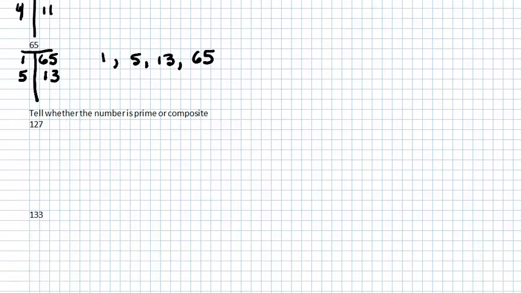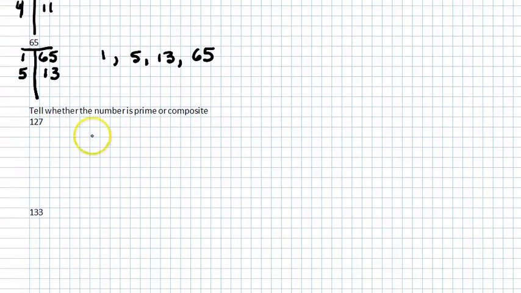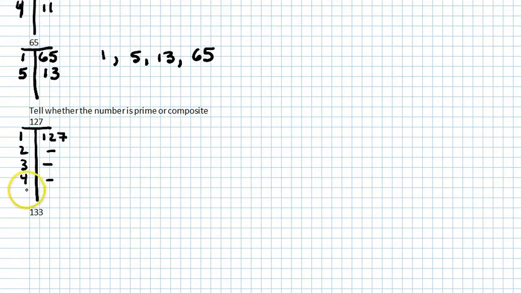Here's the number 127. Tell whether the number is prime or composite. All right, well, let's make a factor T. 1 works, and 127 works. 2 won't work. 1 and 2 is 3. Well, 3 and 7 is 10, so 3 won't work. 4 won't work because 2 didn't work. 5 won't work because it doesn't end in a 5. If 2 and 3 don't work, 6 doesn't work.